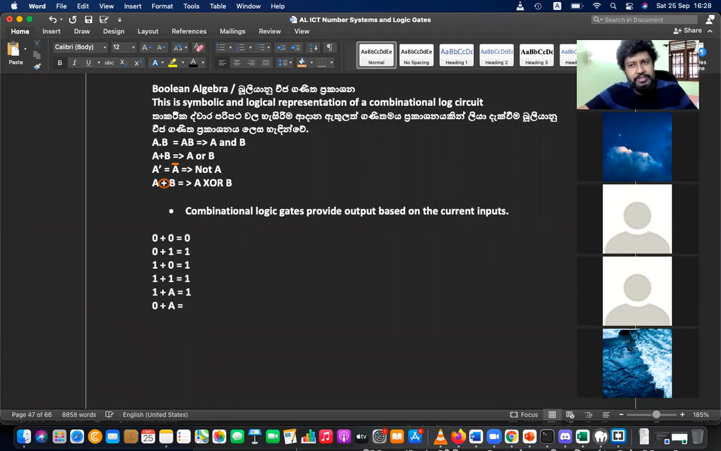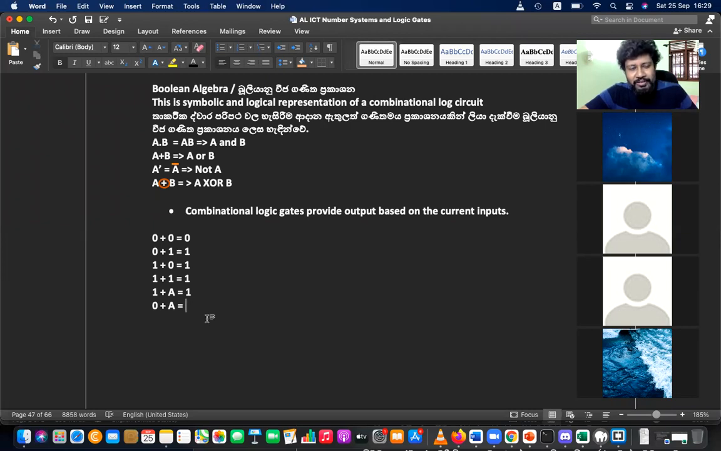0 or A, then what is the output? A is the unknown one. You have to assign some values, right? 0 or 0, then it will be 0. 0 or 1, then it will be 1. So what is the output then? Is it 0, or 1, or something else?